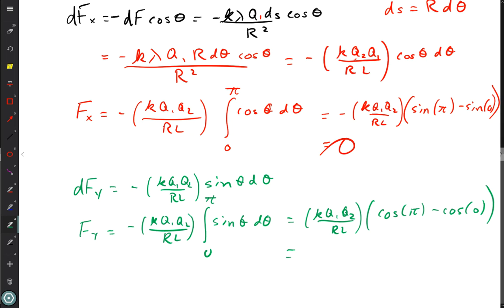Okay, what's cosine of pi minus cosine of 0? Negative 2. Because cosine of pi is minus 1, cosine of 0 is plus 1, minus 1 minus a plus 1, minus 2. So this is equal to minus 2 k q1 q2 over RL.